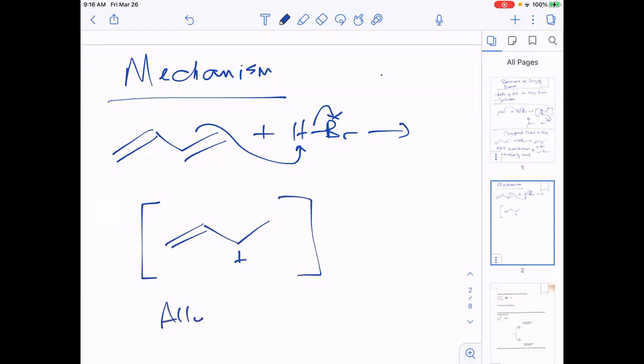This is common to both products. Both products are going to come from the same place. You've got an allylic carbocation, which is a common intermediate to both what we call a 1,2 and the 1,4 product, which I'm going to explain in a minute. All right, any questions so far?